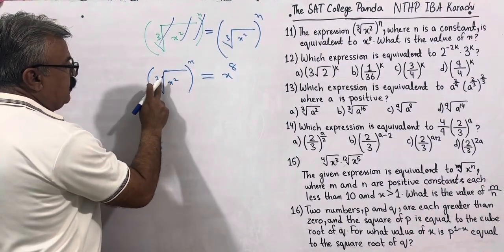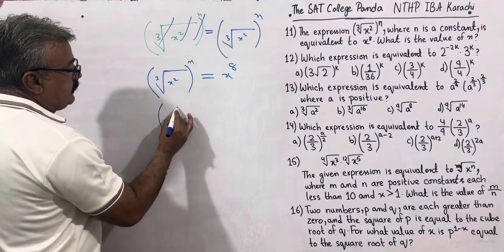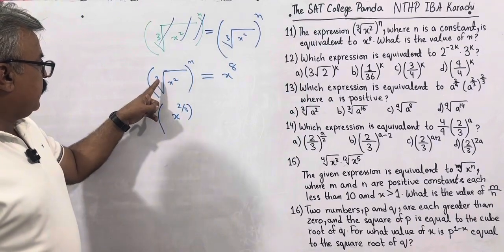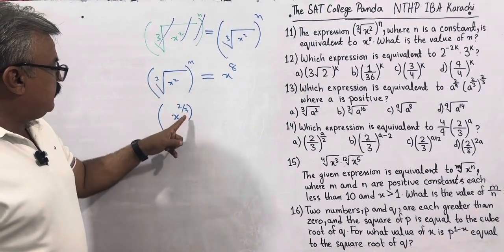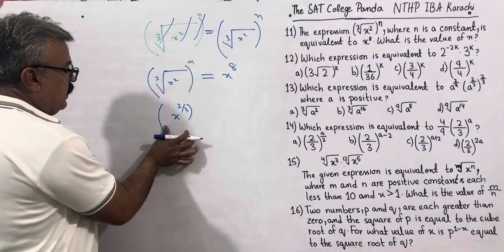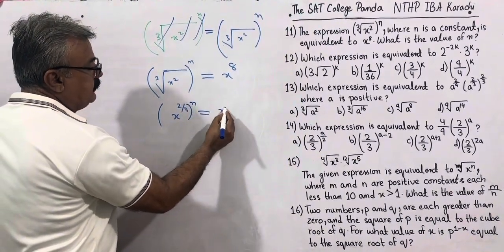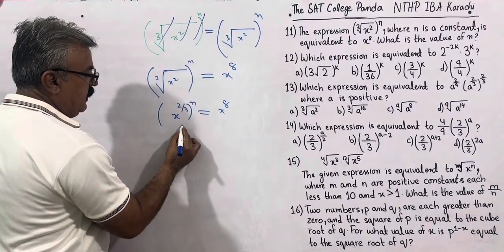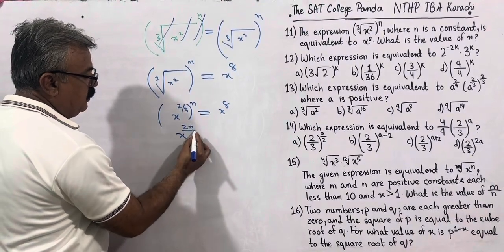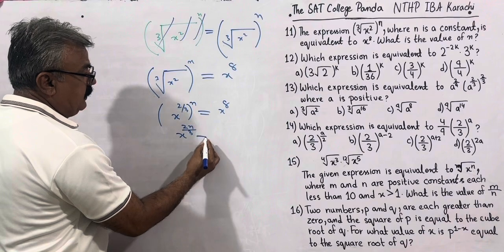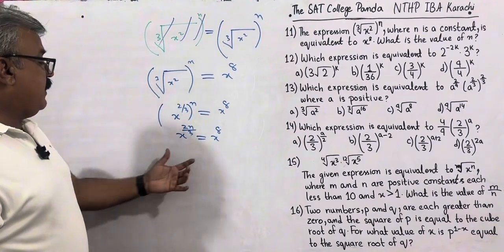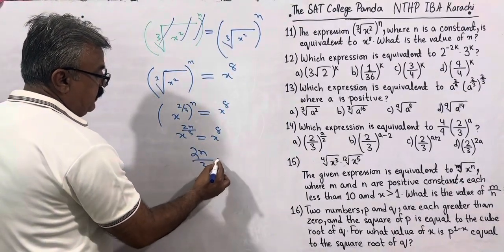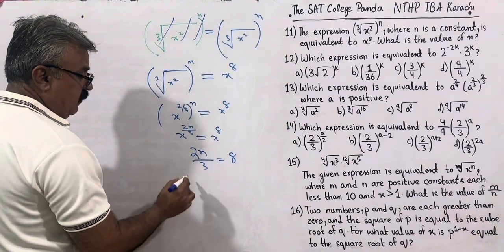Cube root of x square can be written as x raised to 2 over 3. This 3 of the cube root comes in the denominator of the 2. Overall raised to n is equal to x raised to 8. Power having another power, multiply the powers, so n is multiplied with 2 over 3. 2 over 3 times n is equal to x raised to 8. As bases are equal, therefore powers are equal. Compare the powers, equate the powers, solve for n.